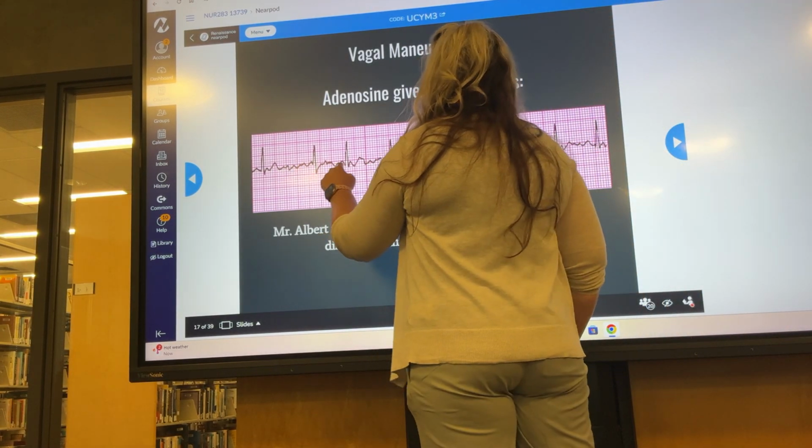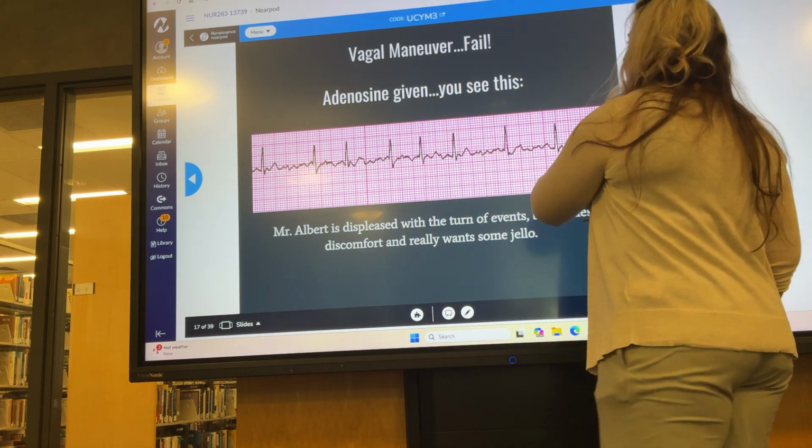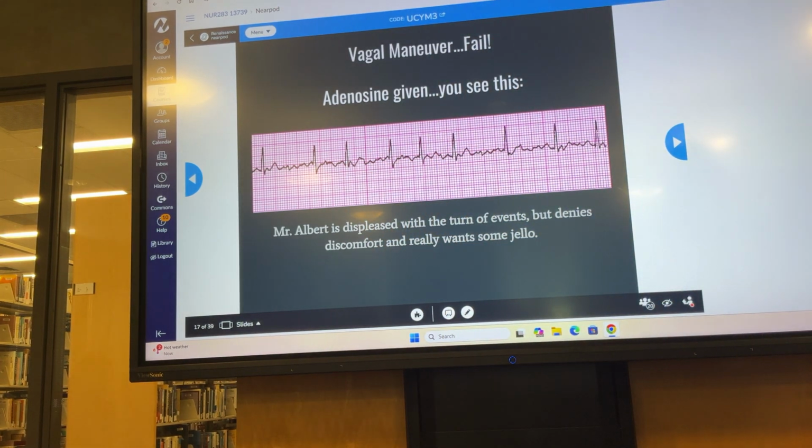So 1, 2, 3, 4, 5, 6, 7, 8, 9. 9. So 90. Perfect. Is he rate controlled? Yes. Excellent. He's rate controlled. Anything below 100 is rate controlled. Okay? So with AFib, are we worried about this? Can we leave him like this? What'd you say?